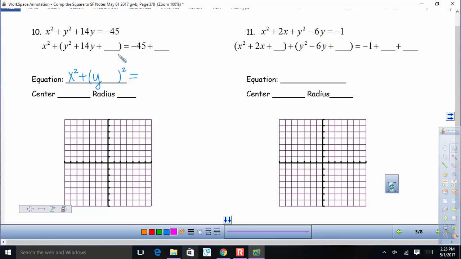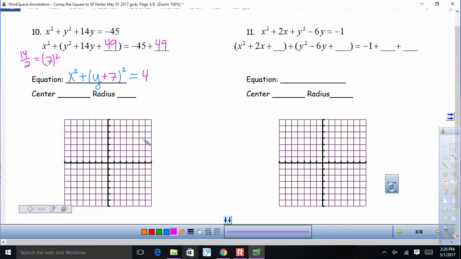So we're going to take what number and divide by 2 for y? 14. We divide it by 2 and get 7. And then we square 7 to get 49. So I put 49 on my left-hand side. I put 49 on my right-hand side. Okay? Now from there, I want to go ahead and figure out what number goes in parentheses with the y. A positive 7, because that's what we got when we divided by 2. What is a negative 45 plus 49?